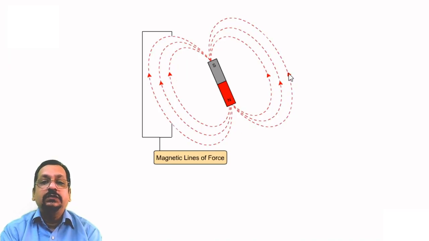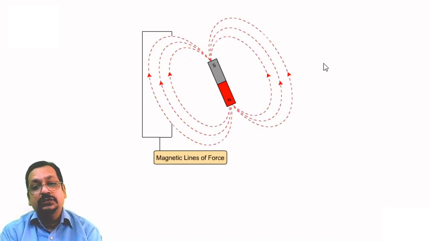Small arrows are shown, and the arrowheads indicate the direction in which the lines of force go. It is assumed that the lines of force originate from the north pole of the magnet and terminate on the south pole of the magnet. That is a kind of convention that we follow. So these are the lines of force.